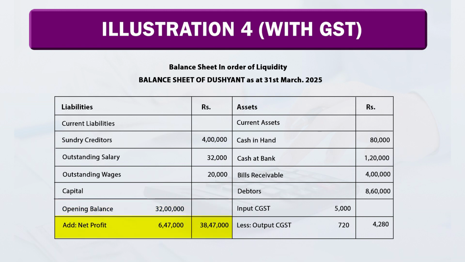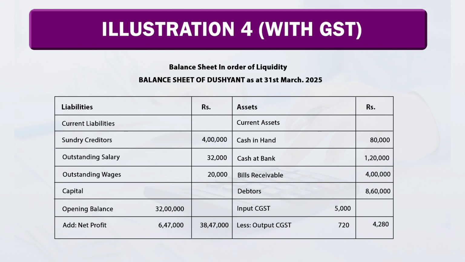We have added net profit of 6,47,000, that comes to 38,47,000 rupees. So, it is a balance sheet in the order of liquidity. We have seen the liability side. Now, let us see our asset side.